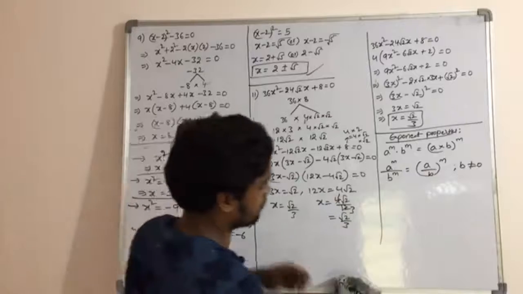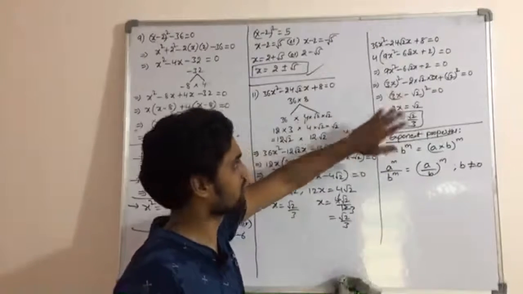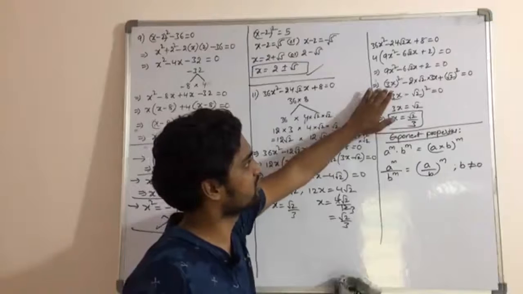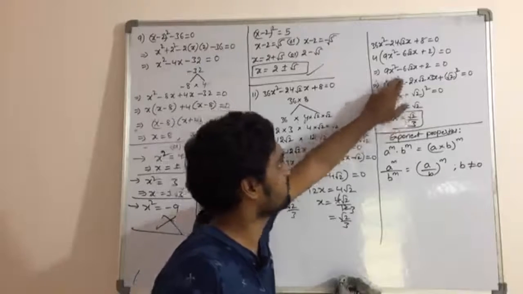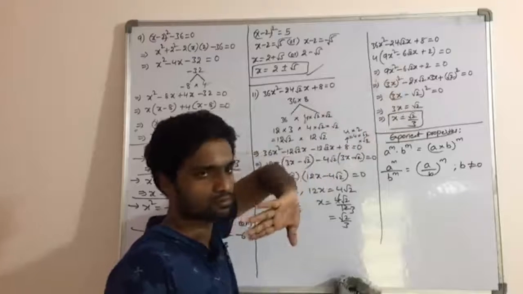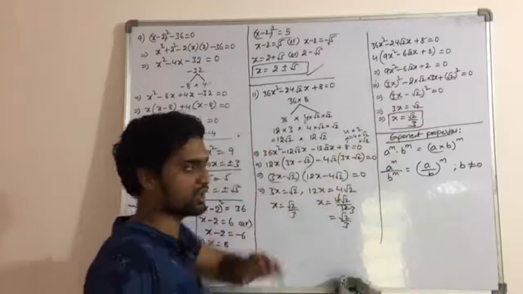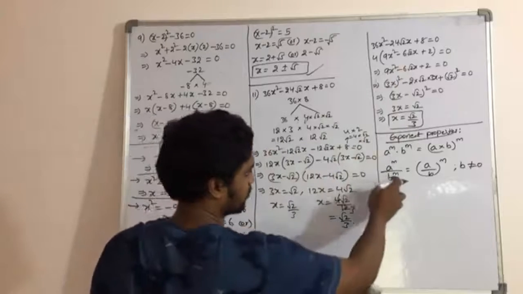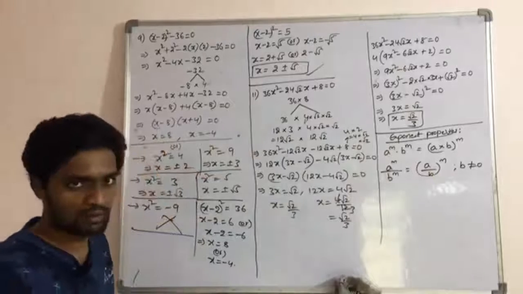So why am I discussing these conditions? Some very few might get a confusion in this. 3 into x whole square, a into b whole square, a square into b square: 3 square into x square. That's how we got 9x square. So a power m by b power m is equal to a by b whole power m.